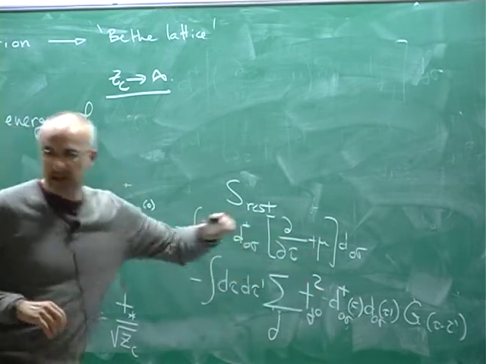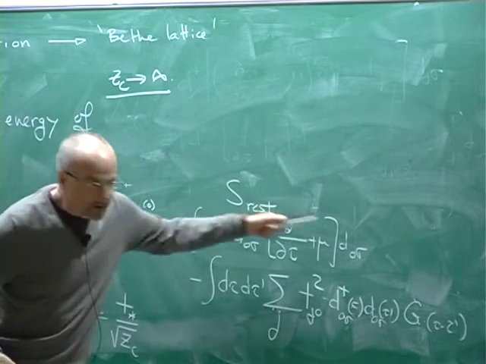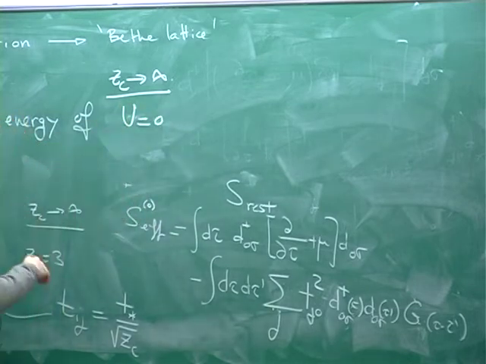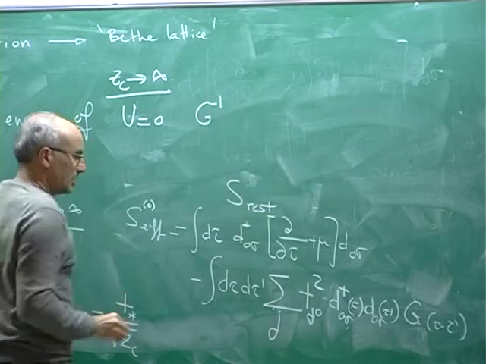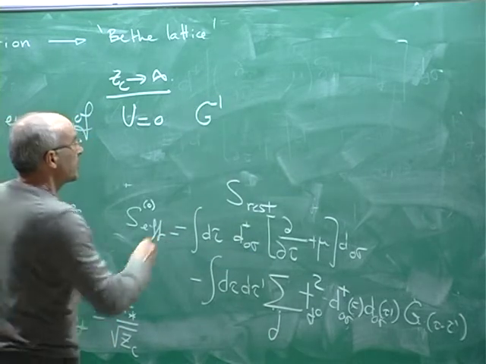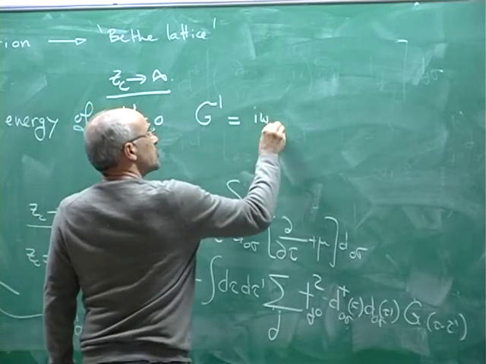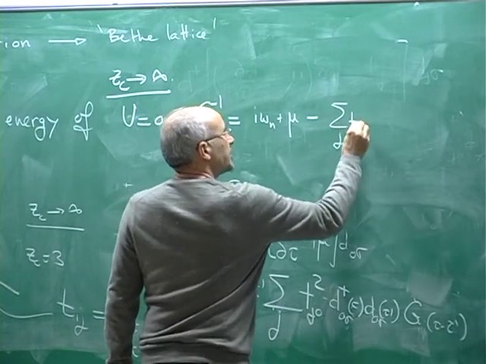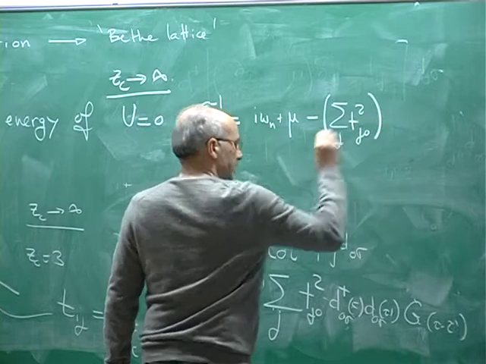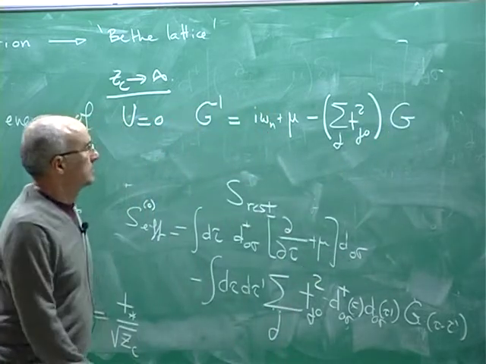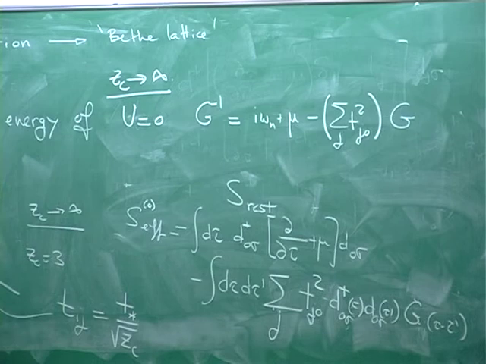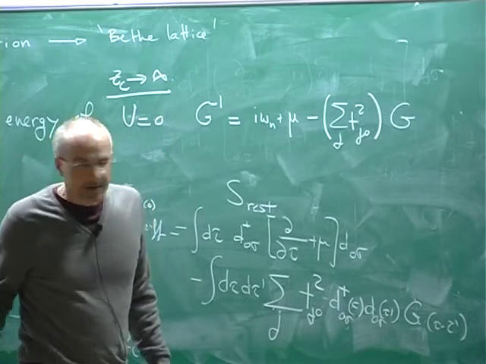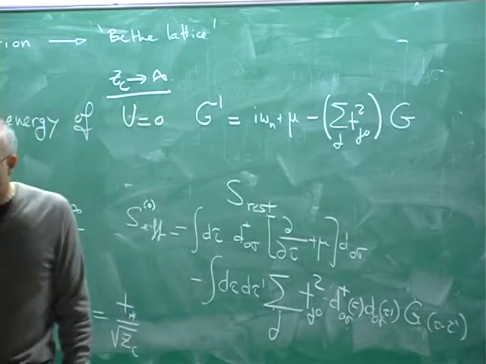You can read off directly the local Green's function of this problem, which is the inverse of this kernel, and you have derived for U equals 0, right, that G inverse local is equal to what's written in front of you on the board, namely i omega_n plus mu minus something, which is the sum over j of t_j0 squared, times G. That's what I have derived. Okay, so now, all the hoppings are the same on all bonds, right? So this is just the square of the hopping times the connectivity of the lattice.